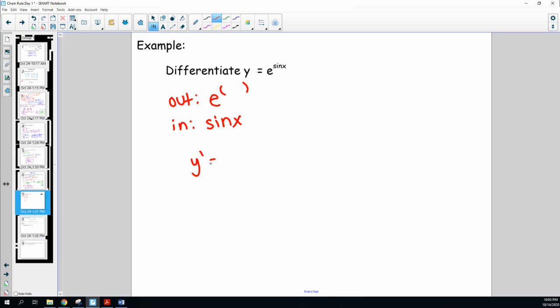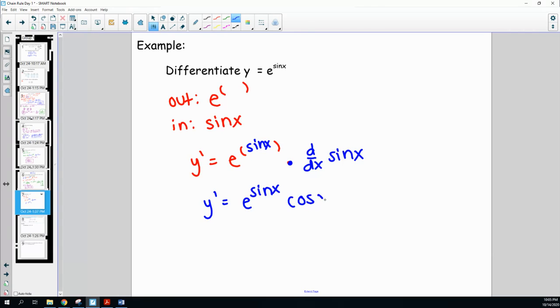So y prime is going to be the derivative of the outer. So that's e to something, right? The derivative of e to the something is e to the something. And then that something is going to be sine x, and we'll plug that in. And then we're going to multiply it by the derivative of the inner, so derivative of sine x. So we're going to get e to the sine x. The derivative of sine is going to be cosine x.